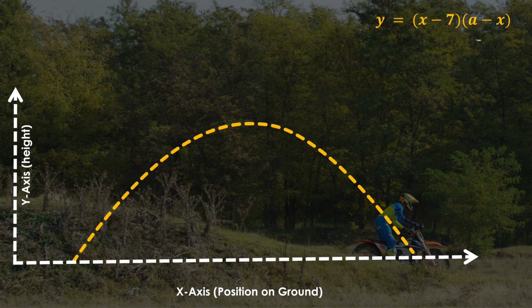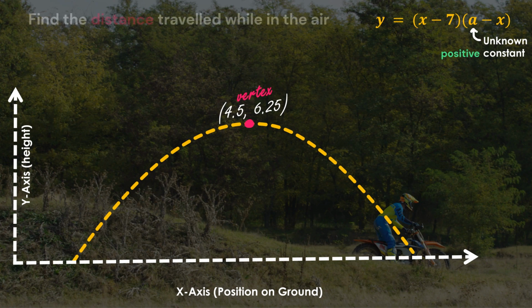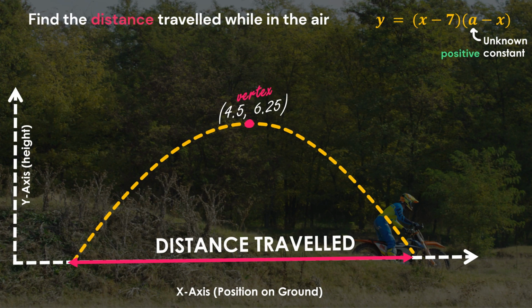A in this equation is unknown to us, but we do know the vertex. Given this information, will we still be able to find this distance? The first step is to label what we're solving for. Let's call this point A and this point B. The distance between these 2 points is what we're trying to find.